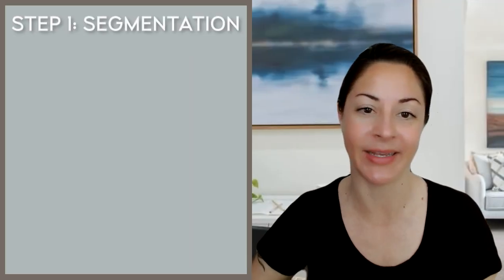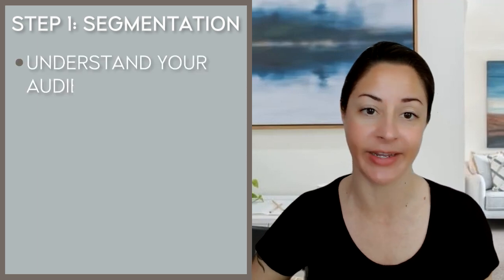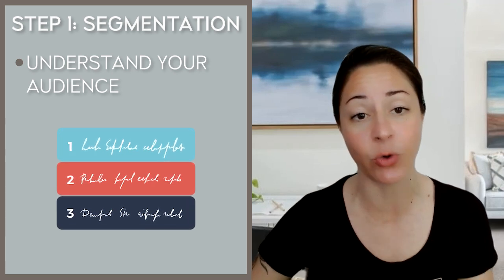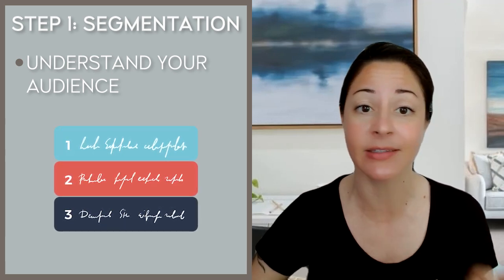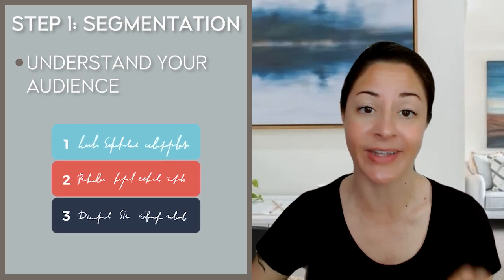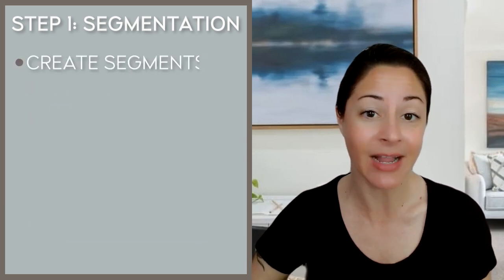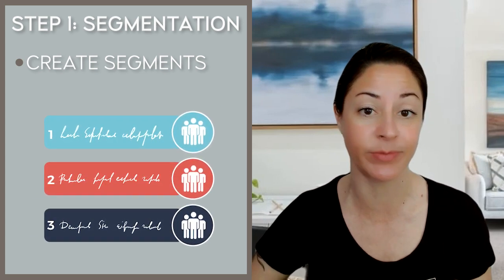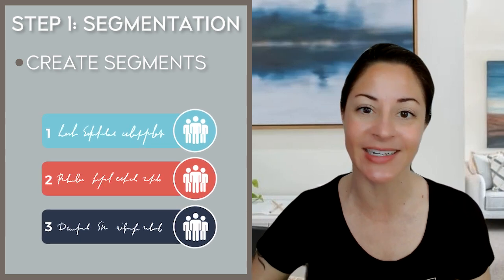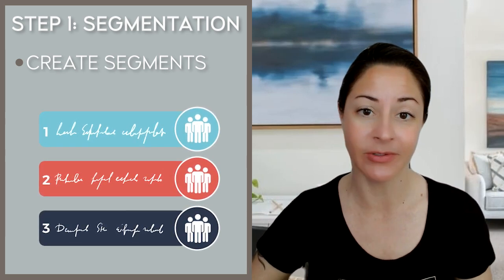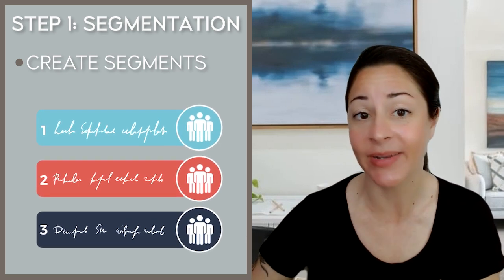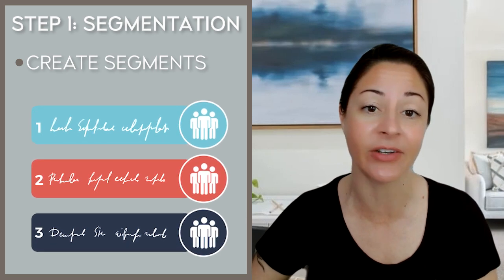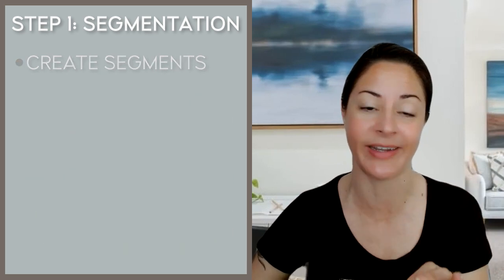Step 1, segmentation. It's all about understanding your audience. You'll begin by conducting comprehensive research to identify distinct groups within your target market. Consider the demographics, the psychographics, and behavioral patterns relevant to your events. You'll then create your segments. Now it's time to divide your potential attendees or clients into distinct groups or segments based on shared characteristics, interests, or needs. For example, segments could be based on industry, company size, or preferences. The takeaway here is that segmentation helps you to better understand the diversity within your potential audience.